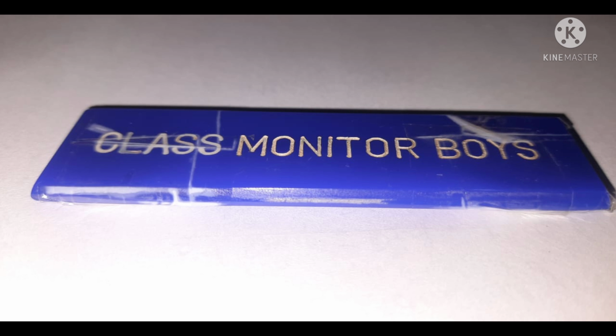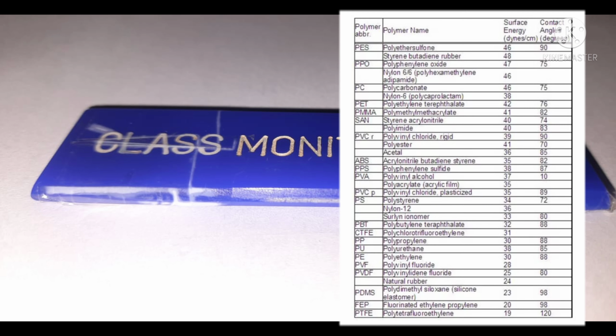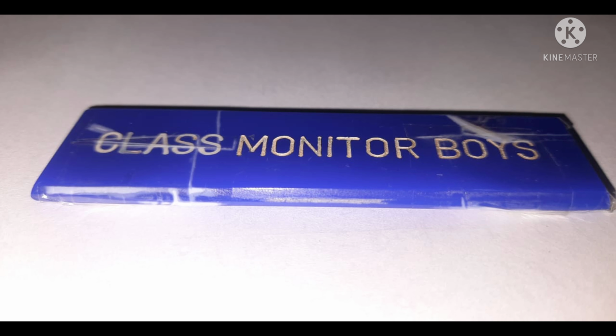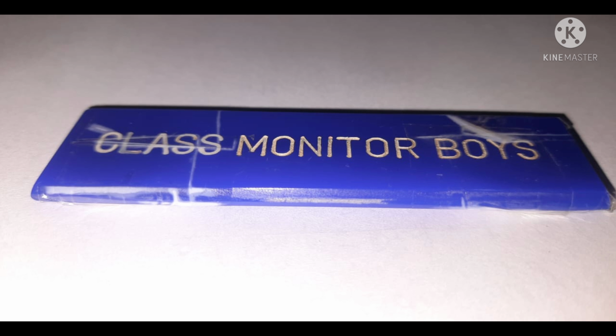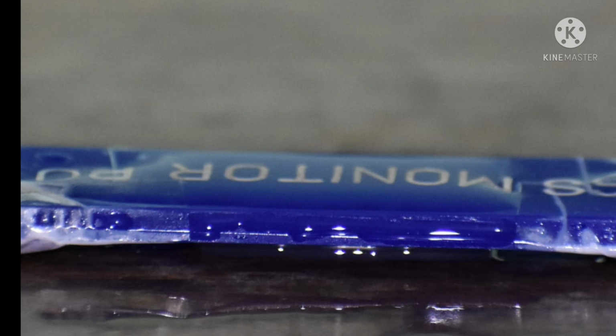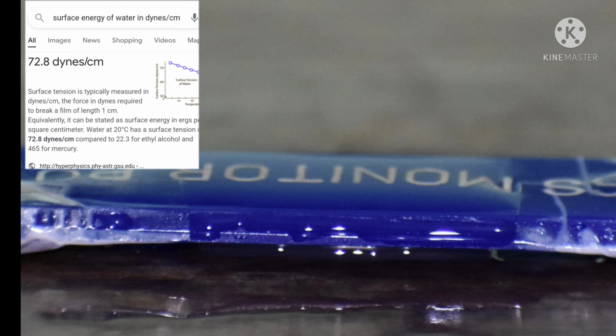So here the plastic plate that we have with us has a surface energy of around 20 to 50 dynes per centimeter due to the presence of the interface of that plastic surface and air. And when this plastic plate is coated with a thin film of water, then it has a surface energy of around 70 to 80 dynes per centimeter.